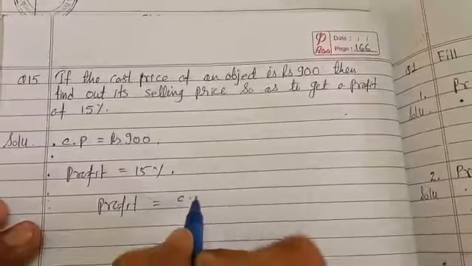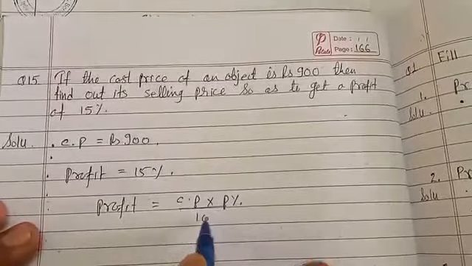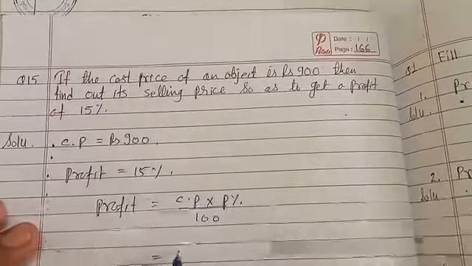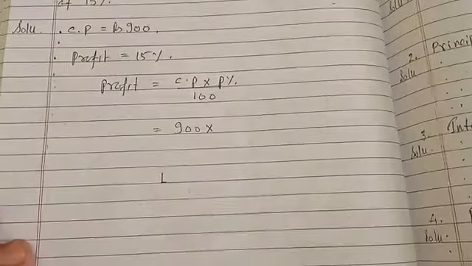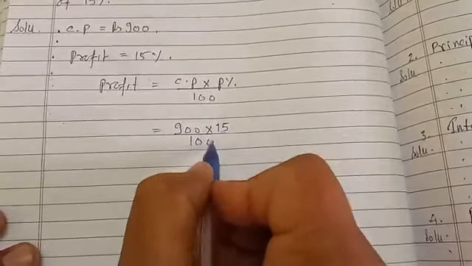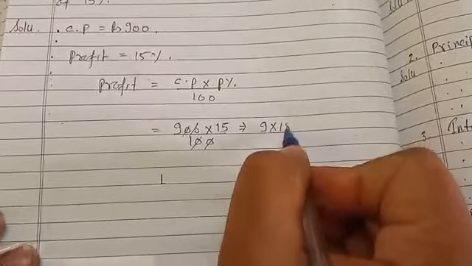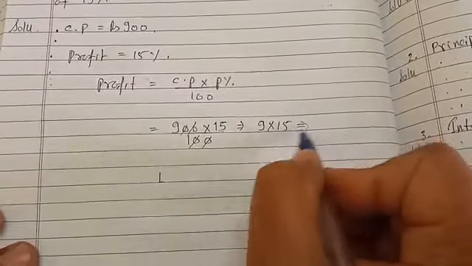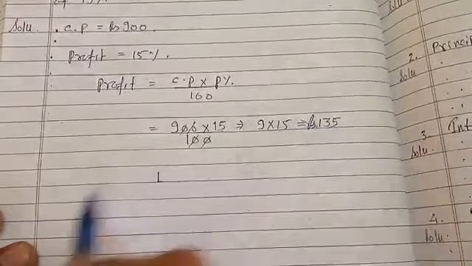Profit equals cost price into profit percent upon 100. What is the cost price? 900 into how much is the profit percent? Profit percent is 15 upon 100. Cancel this 0, 0, 0. How much is left? 9 into 15. You know the table of 15. 15 9s are 135. That is rupees 135.